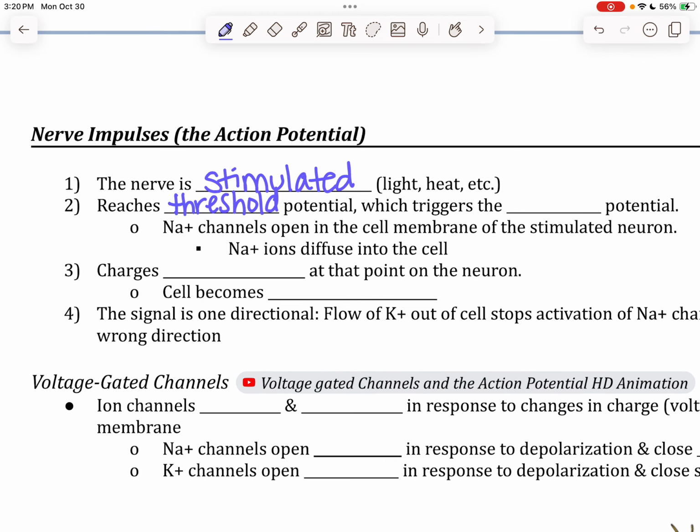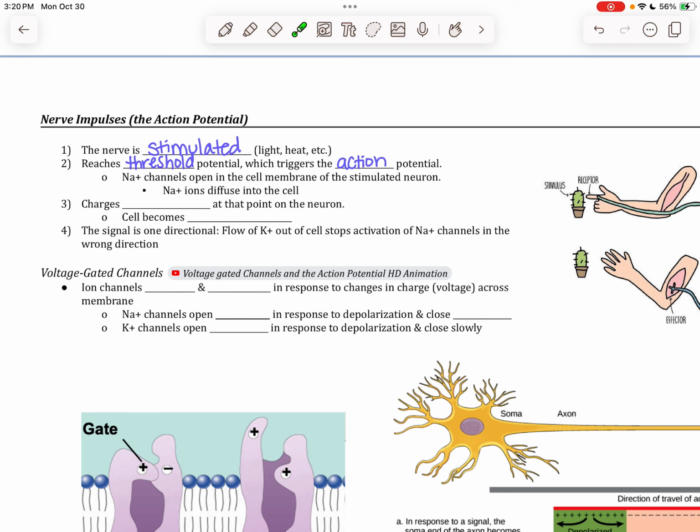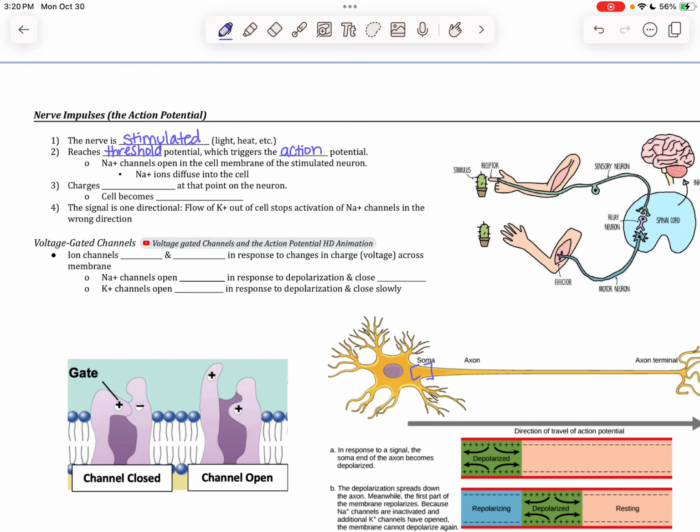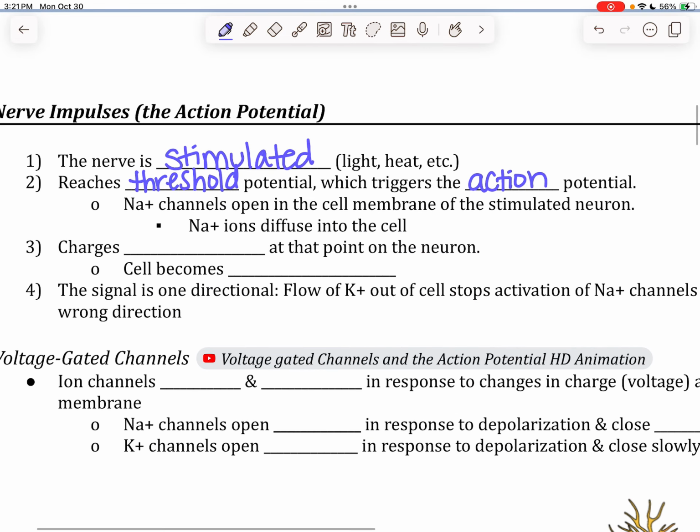the action potential will trigger from a special place on the neuron right here. It's right at this spot here called the axon hillock, okay? And what will happen is the sodium channels will open in the cell membrane of the stimulated neuron. The sodium ions diffuse into the cell, causing the inside to depolarize, which means it's going to become more positive inside, right? And that's above threshold, and then that makes it go.